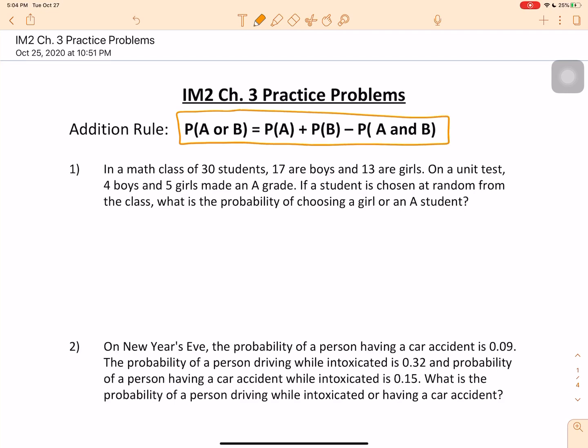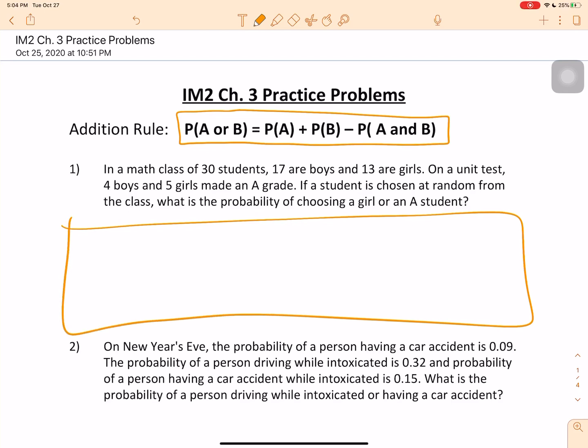So I wanted to explain a little bit about why the addition rule is set up in this way. If we're trying to figure out the probability, and I'll write it off to the side, of some event A or some event B happening, we are going to add the probability of A plus the probability of B. But within each of those is the probability of each of them happening. So whenever we add those together, we have to subtract out the probability of A and B.